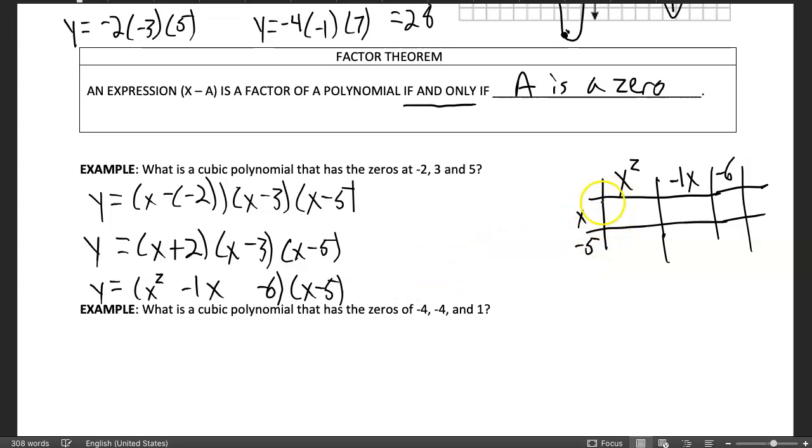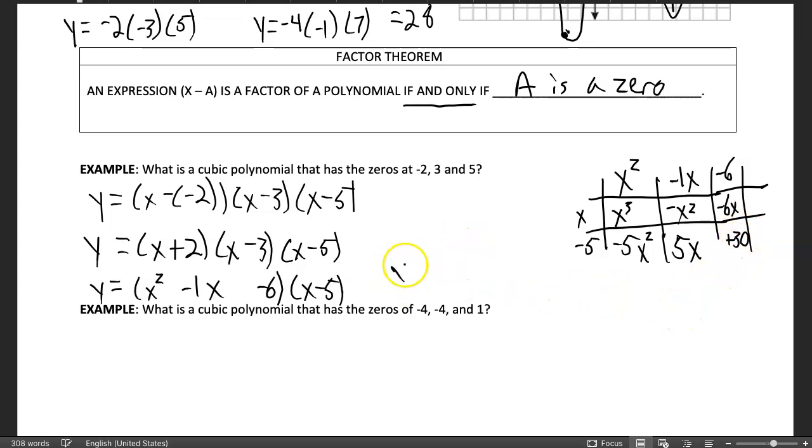So this is going to be the same thing as x squared times x, so this will be x cubed. We'll have negative 5 times x squared, so this will be minus 5x squared. We'll have negative 1x times x, so that'll be minus x squared. We'll have plus 5x in this, negative 5 times negative 1x. We'll have minus 6x, and we'll have plus 30.